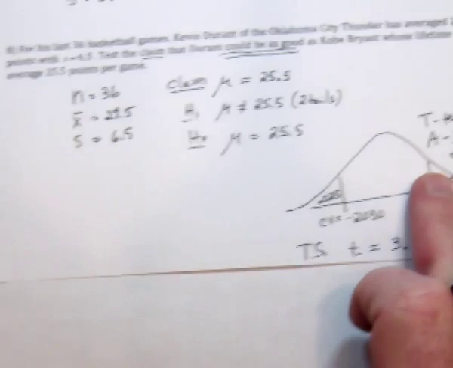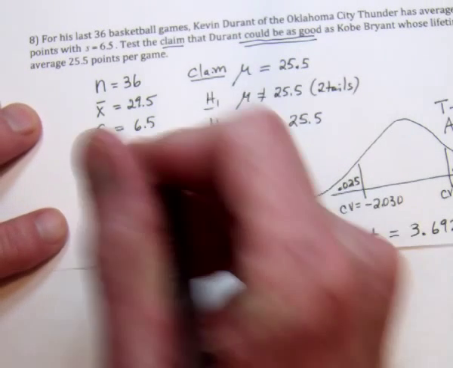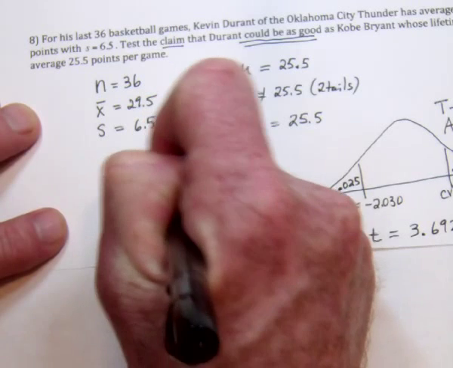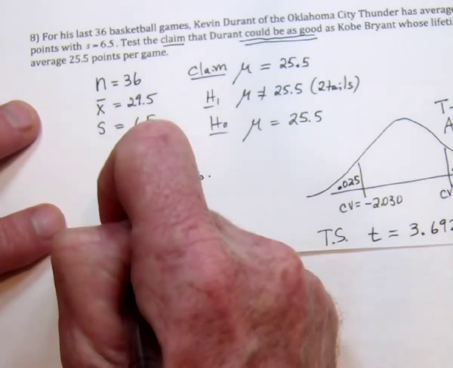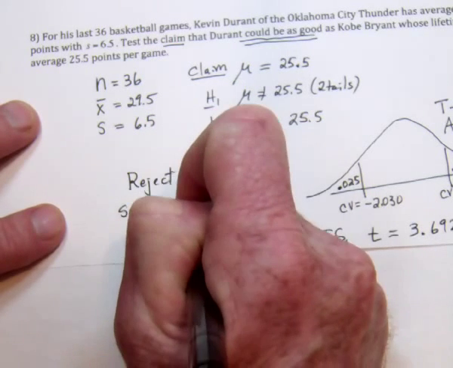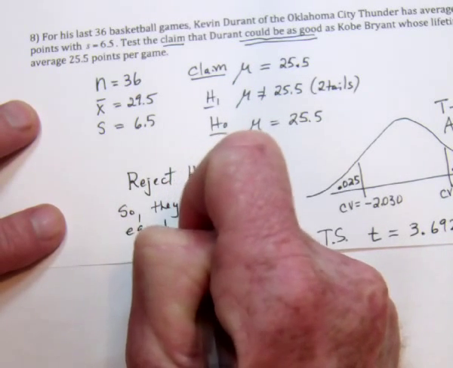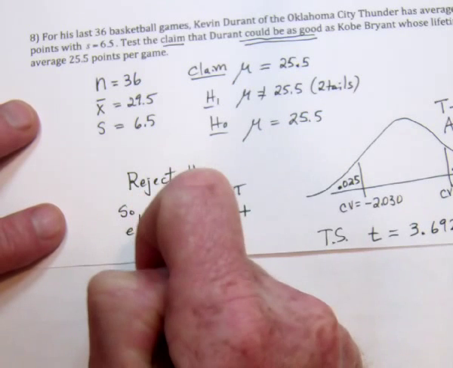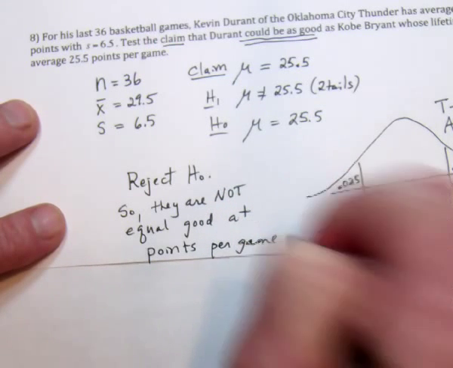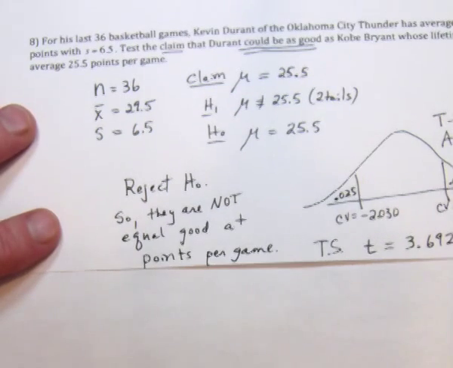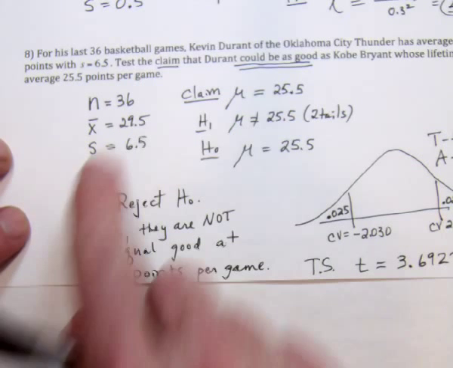So in conclusion, what you say is, okay, whoever said these two guys are equal, they're wrong. So reject H sub 0. In other words, it's false. Whoever said the equals is false. So they are not equally good. More specifically, we're talking about points per game. And then you could go on to say, in fact, if you look at this, Kevin Durant seems to be better than Kobe Bryant.